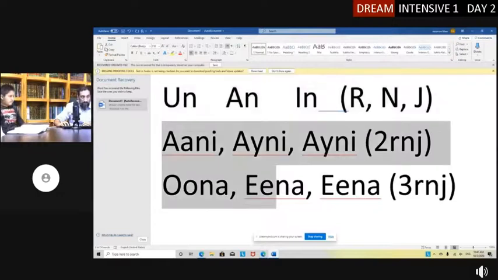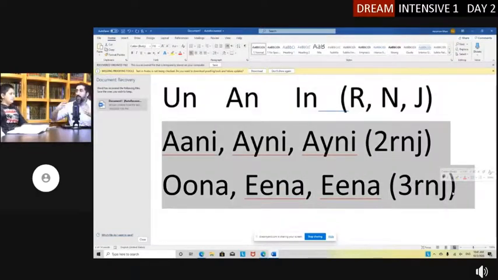These are combinations. Why do I call these combinations? Because there's more than one letter combined together at the end. That's why they're called combinations.